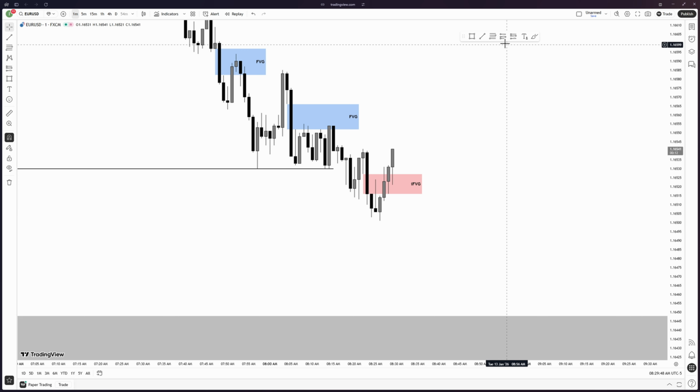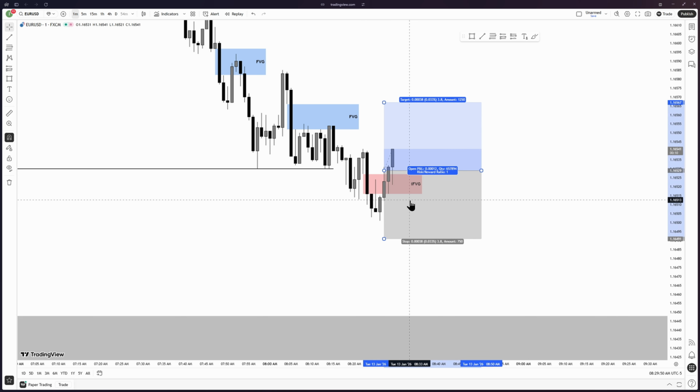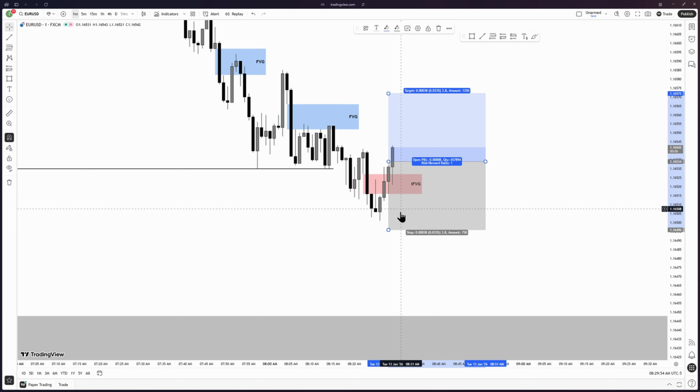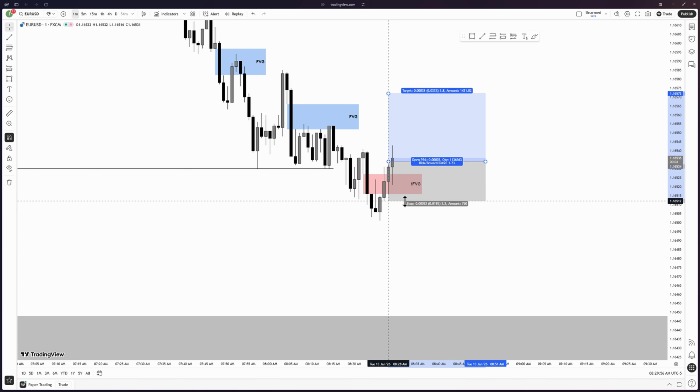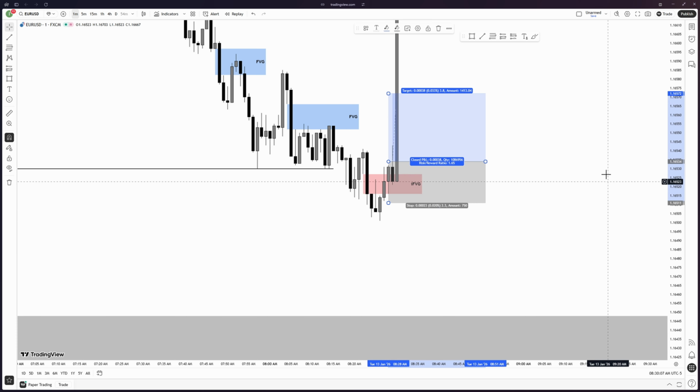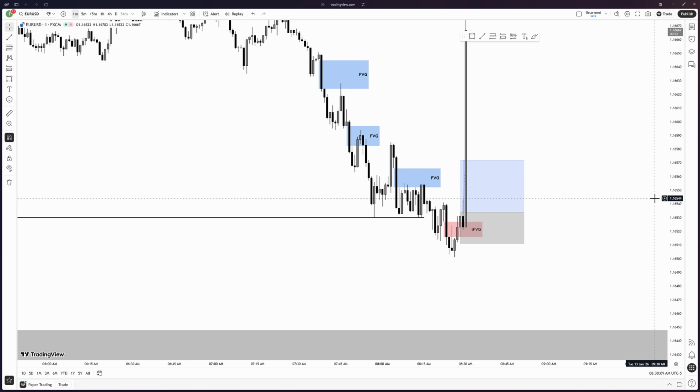So I entered long when I saw price immediately retrace this inverse fair value gap and start moving to the upside. I placed my stop loss and targets while adjusting the position. I placed my stop just below the inverse fair value gap, expecting a quick move to the upside. And then suddenly a huge bullish candle came and moved straight into my target. I immediately exited my position.